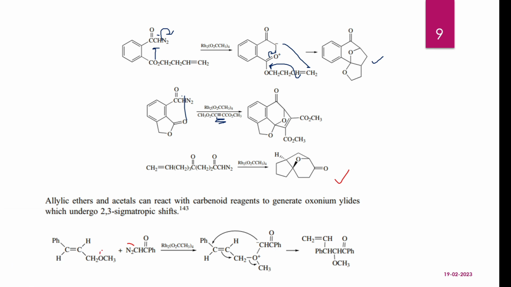This ether oxygen will attack here, giving us this type of oxonium ylide, which will undergo a 2,3 sigmatropic reaction. What is 2,3? If you count 1, then 1, 2, 3, it will undergo a 2,3 sigmatropic reaction. What is happening? It will go here. This will come and attack here.